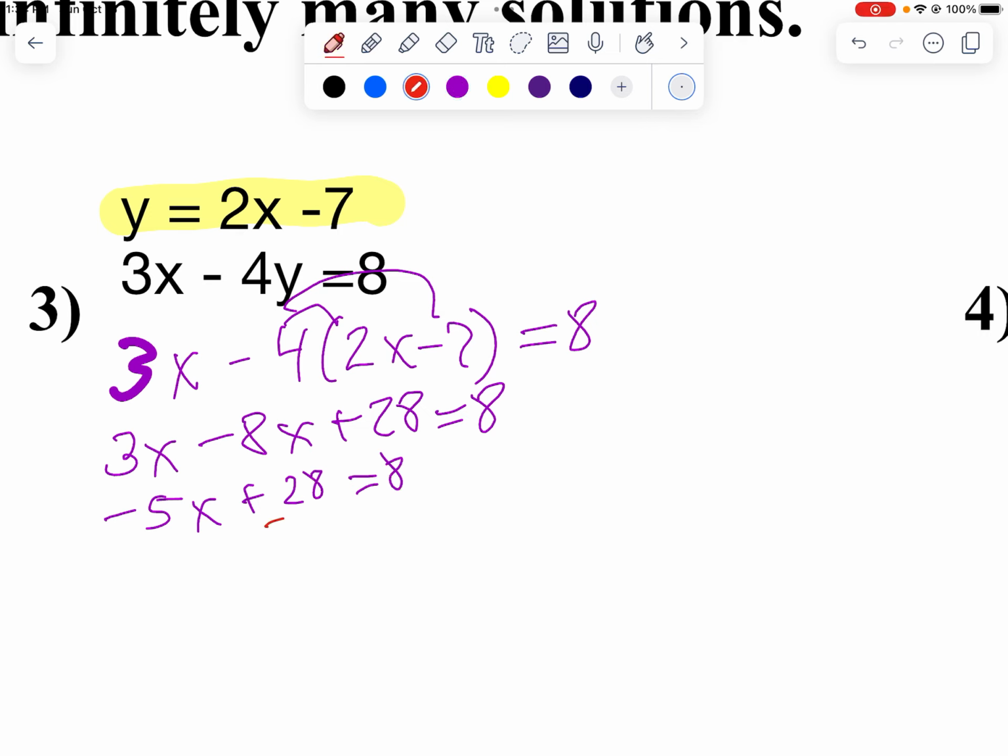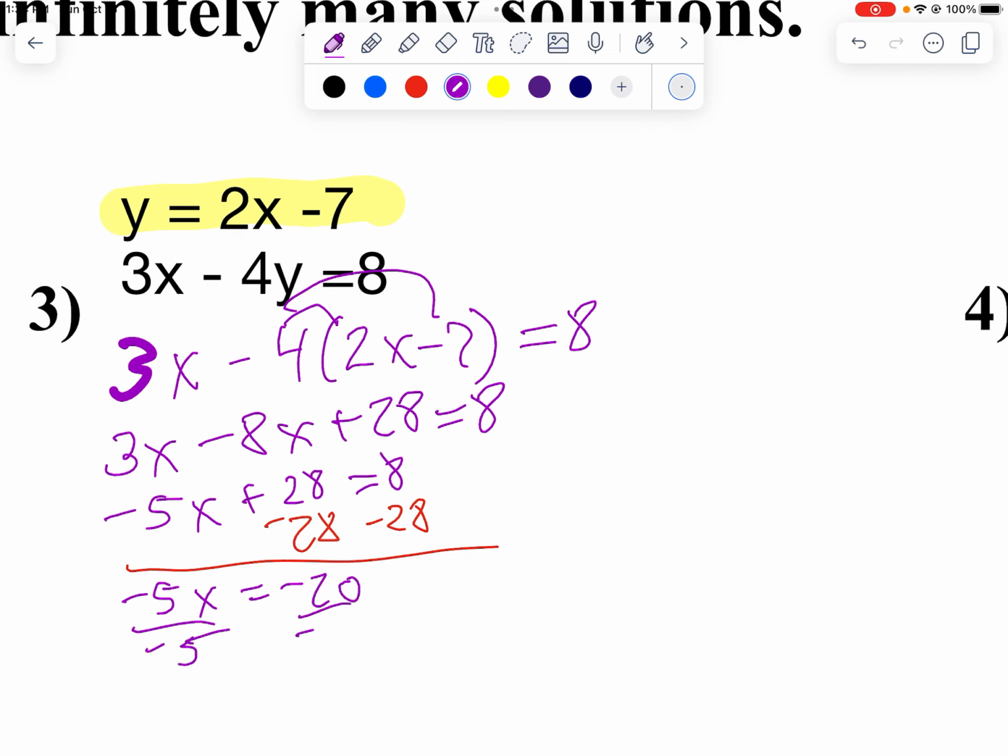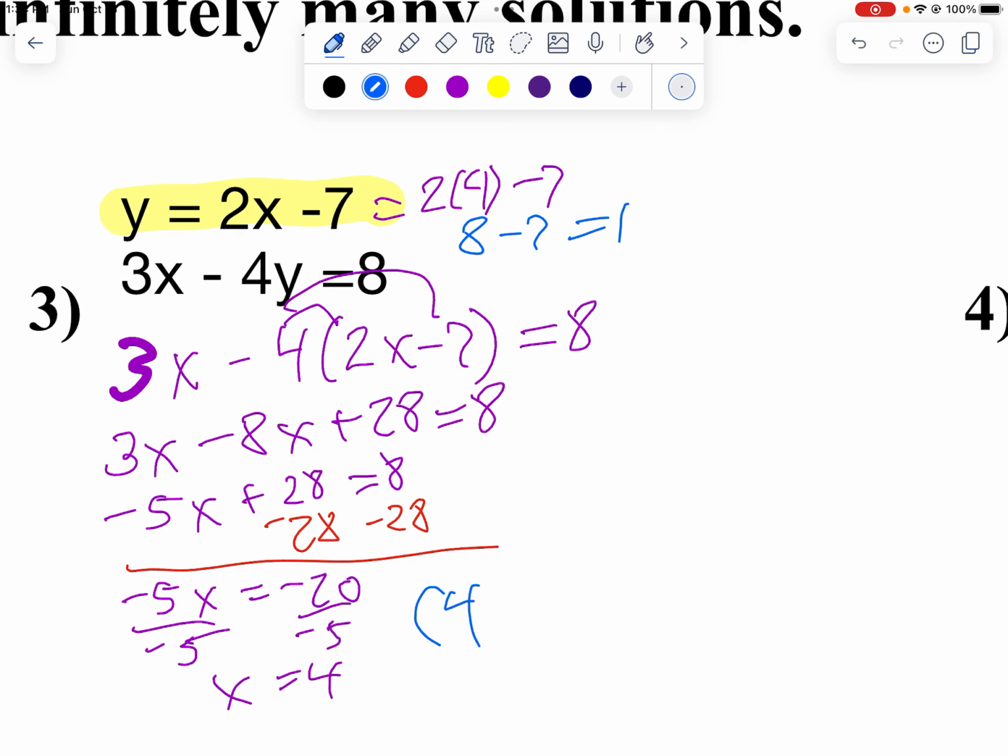Now we'll subtract 28 from both sides, and we're going to get negative 5x equals negative 20. Divide both sides by negative 5. x equals 4. Now let's go back up here and let's solve for y. So 2 times 4 minus 7, or that would be 8 minus 7, which is 1. So as an ordered pair, our solution is going to be 4, 1.